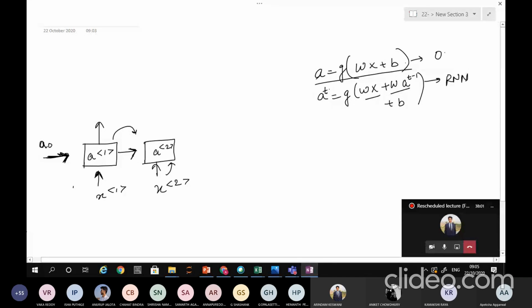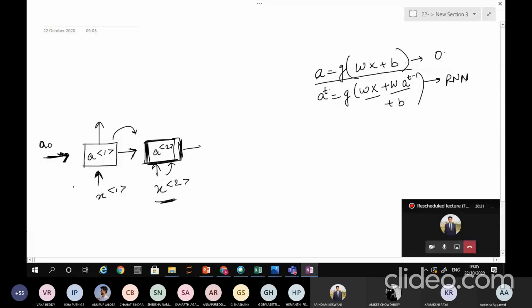The current input is x2, at time step 2. They will tell you that we are taking the current input plus we are taking the hidden state. That hidden state is actually the activation that is coming from the previous layer.